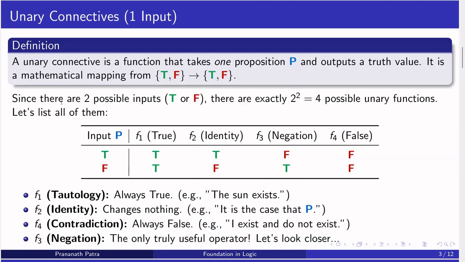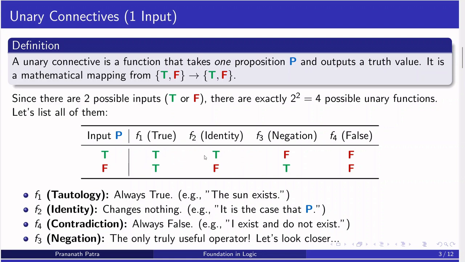Now that we know what a proposition is, let's ask, what can we do with one? A unary connective takes a single proposition P and maps it to a truth value. Think of it as a machine. One input goes in, one truth value comes out. Since there are only two possible inputs, true or false, there are exactly 2 squared, that is, 4 possible unary functions. Let's list them all. F1 always outputs true, no matter what. We call this a tautology, like saying the sun exists. It's always true regardless of anything else.